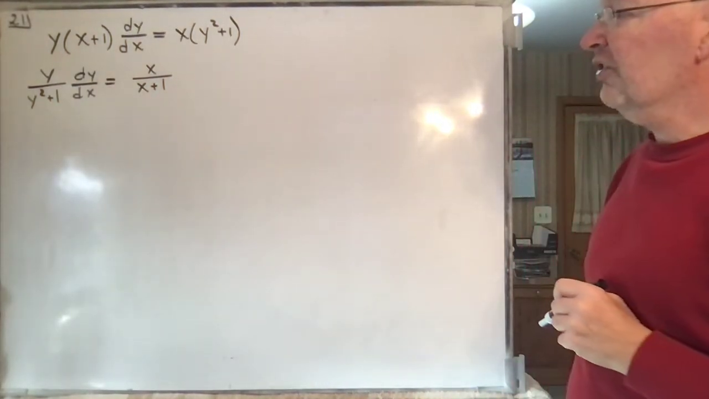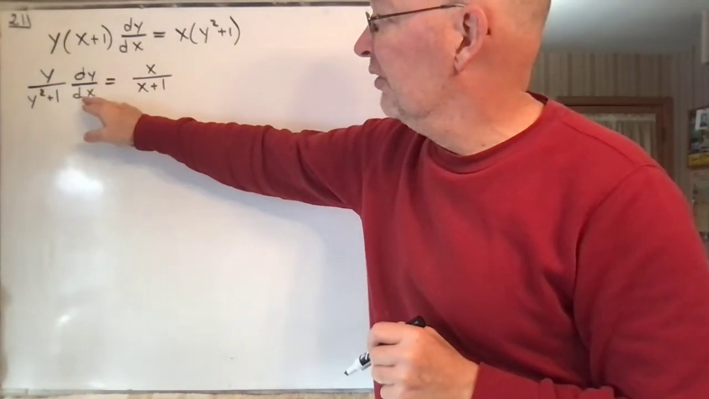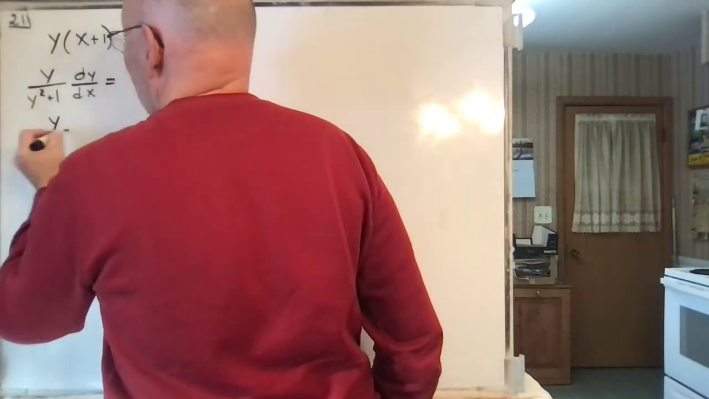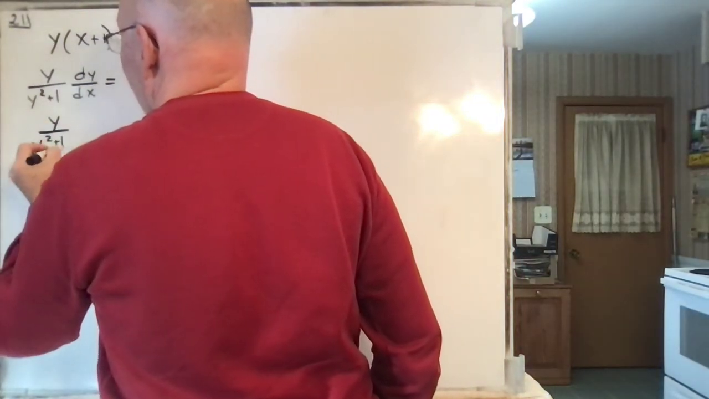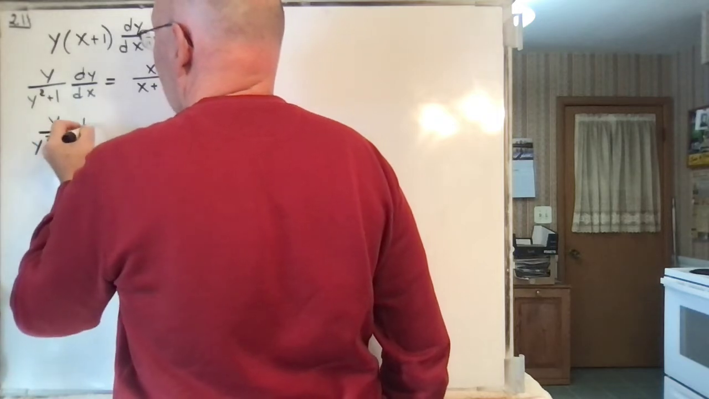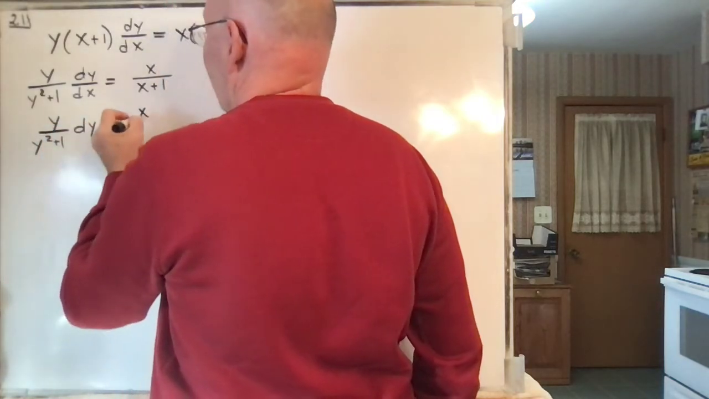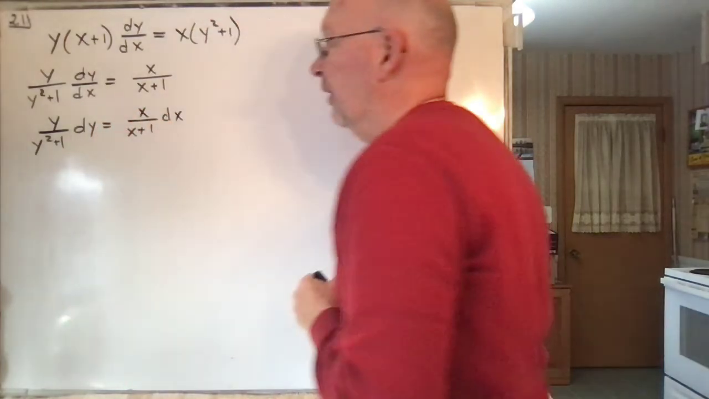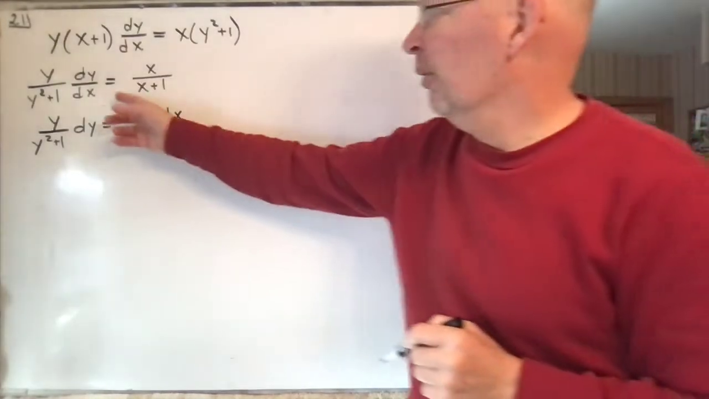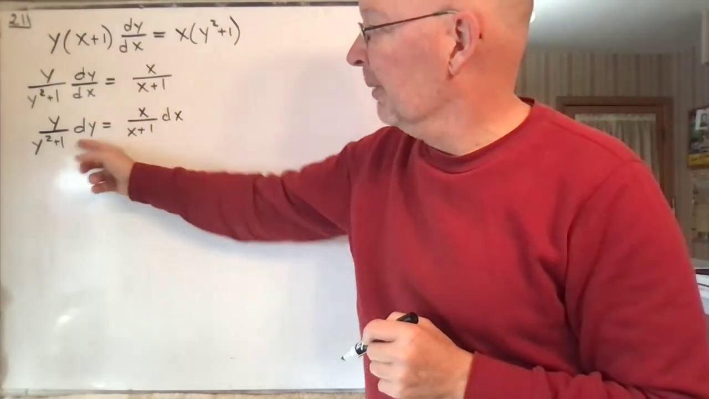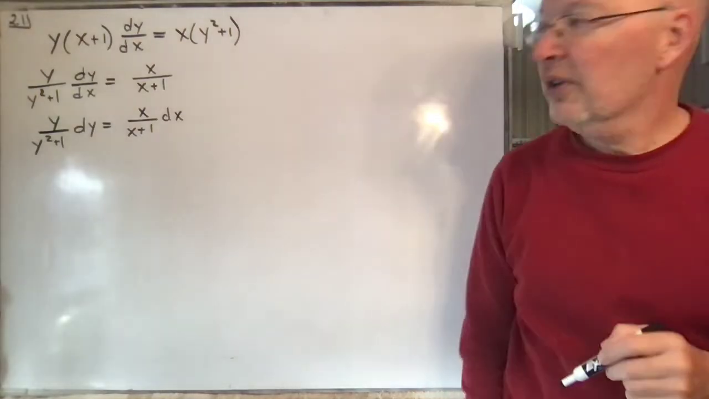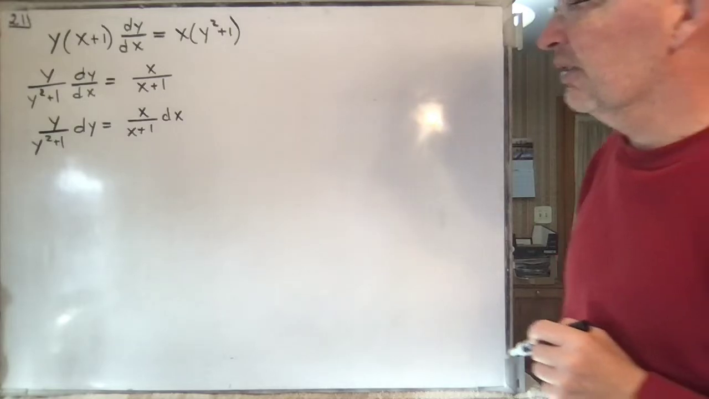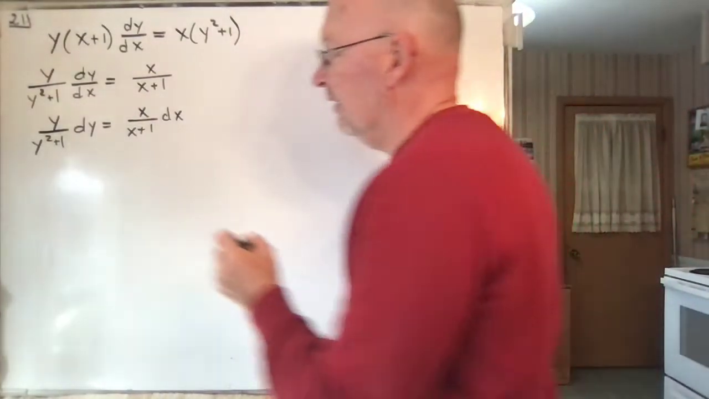And then, in what we just saw, what you can formally do is just bring the dx over here, and you're going to get y divided by y squared plus 1 dy is equal to x over x plus 1 times dx. And so there, it's separable. It's already shown to be separable here, but this is the next step. Now, just as I showed you a minute ago, we can go ahead and just take the antiderivative of both sides.